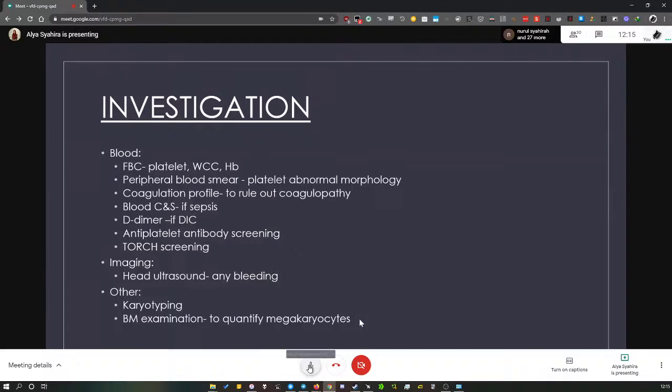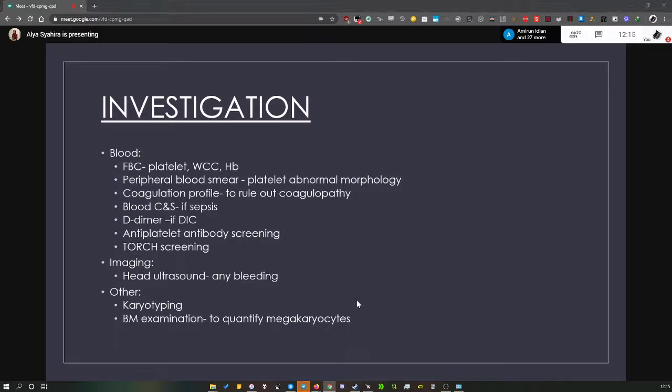Wiskott-Aldrich. Wiskott-Aldrich causes small platelets, microthrombocytopenia. What else do they have in Wiskott-Aldrich? They have eczema and primary immunodeficiency. Very good. So they have small platelet thrombocytopenia. That's why we call it microthrombocytopenia. So the platelets are small and little. Again, they have eczema and they have immunodeficiency. So this is Wiskott-Aldrich syndrome.